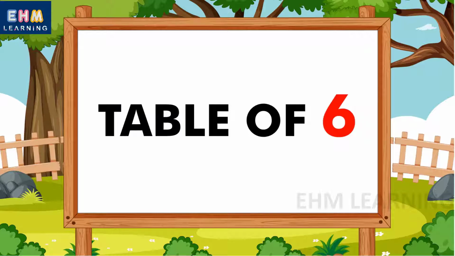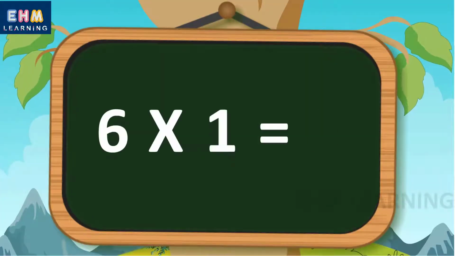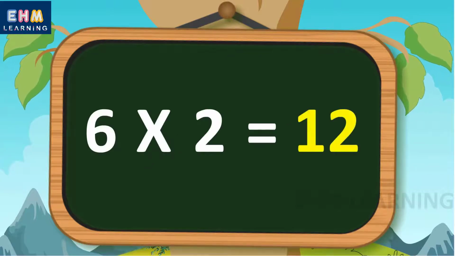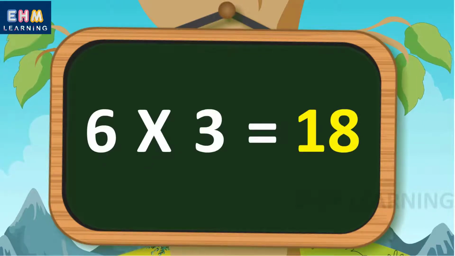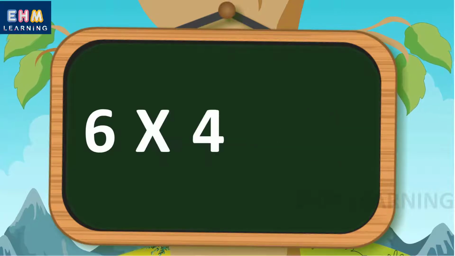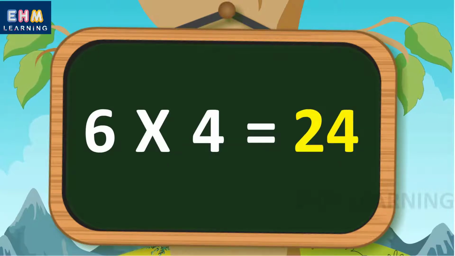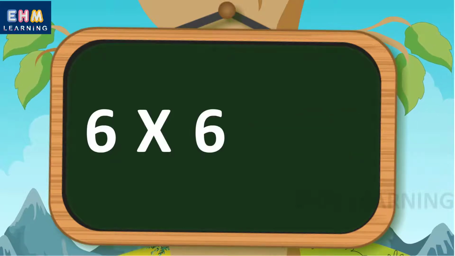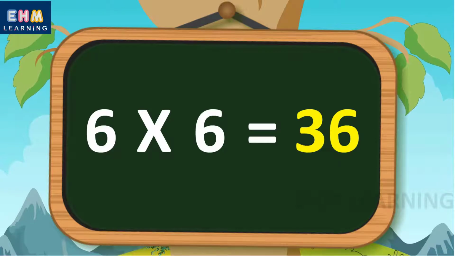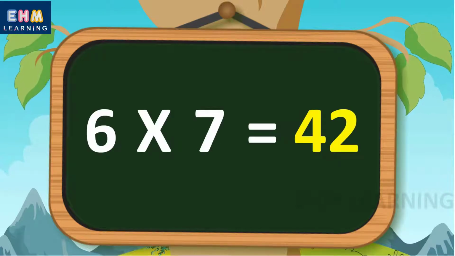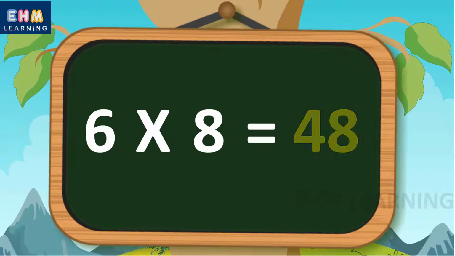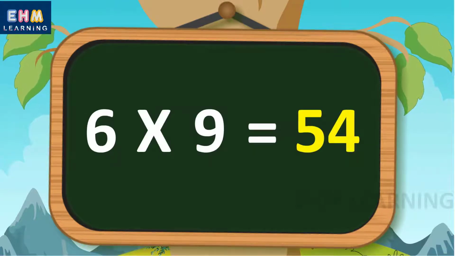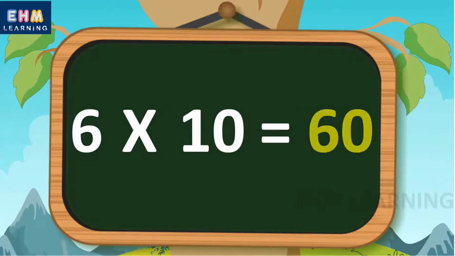Table of 6. 6 1's are 6, 6 2's are 12, 6 3's are 18, 6 4's are 24, 6 5's are 30, 6 6's are 36, 6 7's are 42, 6 8's are 48, 6 9's are 54, 6 10's are 60.